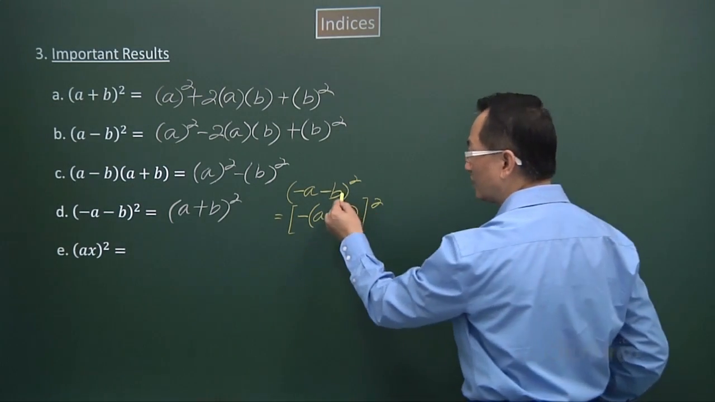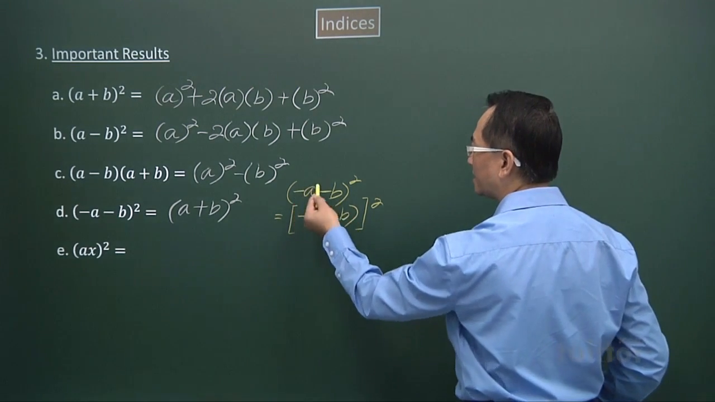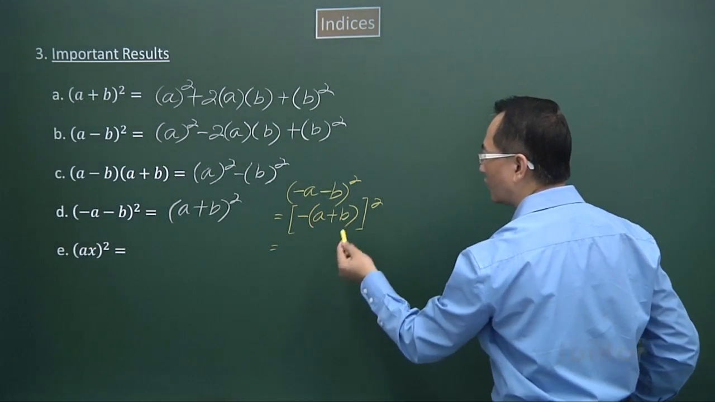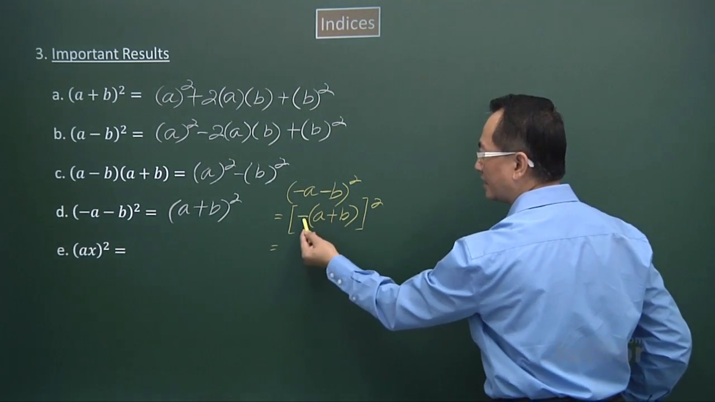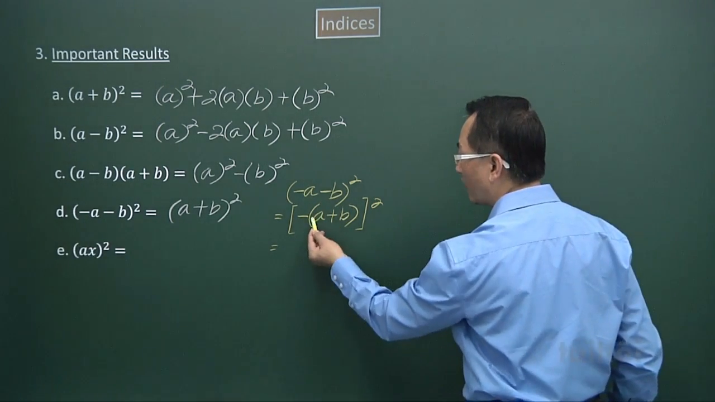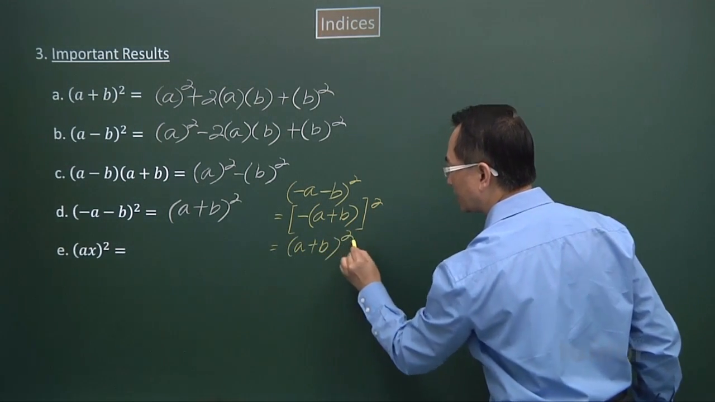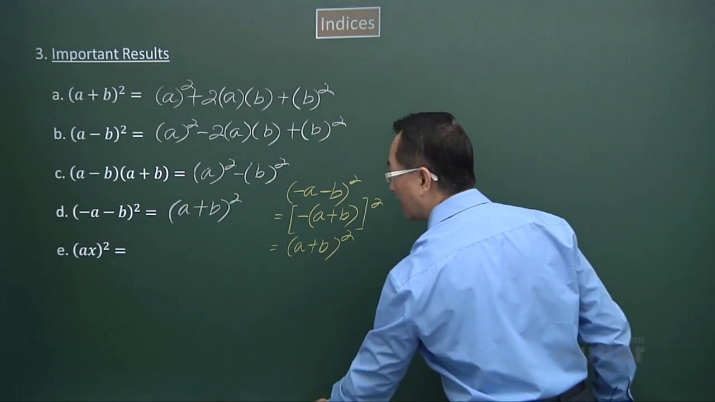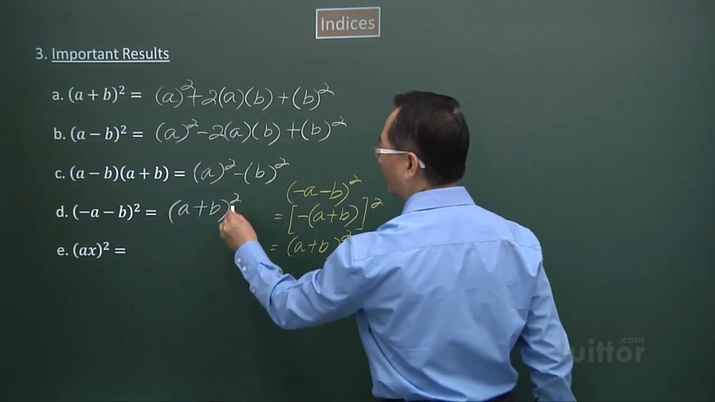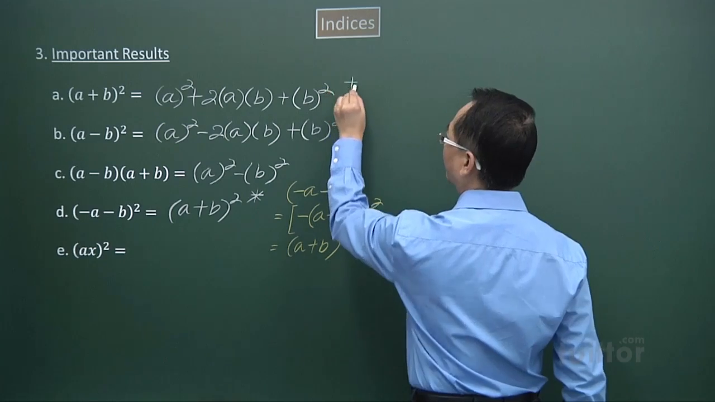So what I've chosen to do is to deal with what's inside the bracket first. Factorize the minus 1 out of that expression. So now squaring the negative 1, I'll get a 1. Then squaring the a plus b, I'll just get a plus b squared. Hence, this result. Of course, this will expand to the same result as I have over here.